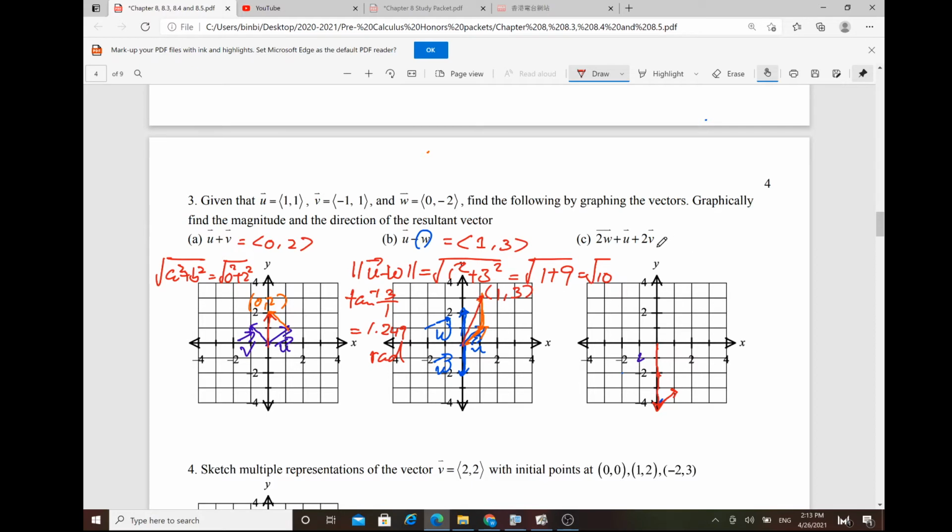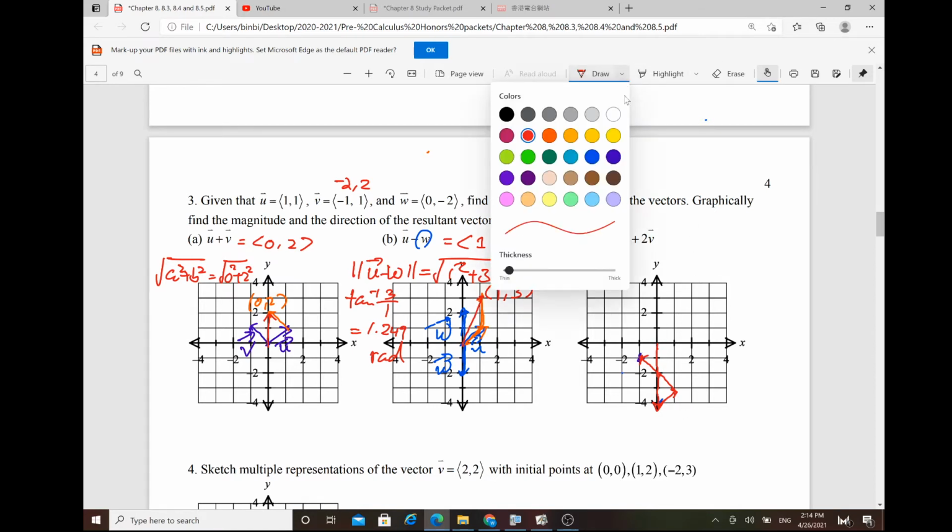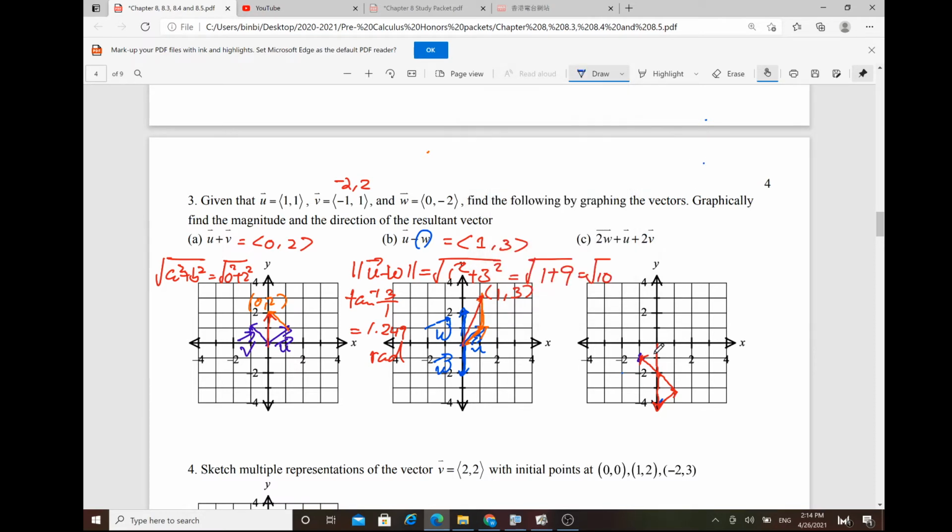Okay, that's u. And then plus 2v. So what's 2v? v is <-1, 1>, so 2v will be <-2, 2>. So 2 units to the left, and then 2 units up. Again, v is what? <-1, 1>. Multiply by 2, so <-2, 2>. So 2 units to the left, 2 up. So from the initial to the terminal point, the final vector, or the resultant vector, that'd be this one.